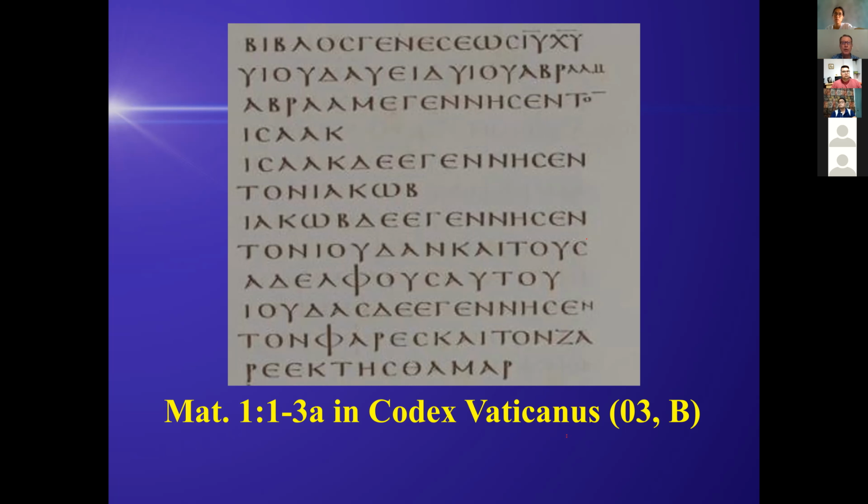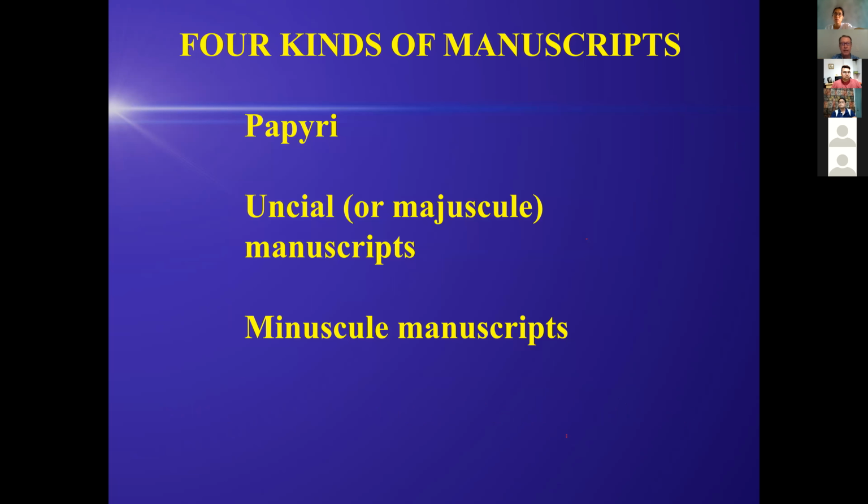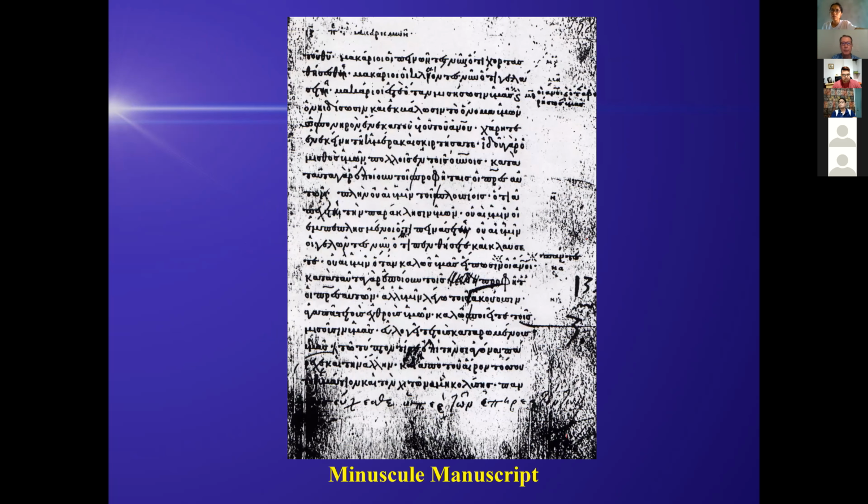And then we come to minuscule manuscripts. This also refers to the kind of writing that is used. It began in the 9th century and was used until the 15th century. Minuscule manuscripts are designated by a number without a zero on the beginning. And this is a picture of a minuscule manuscript. It's much more intricate, much more detailed, and to me, much harder to read than an uncial or majuscule manuscript.